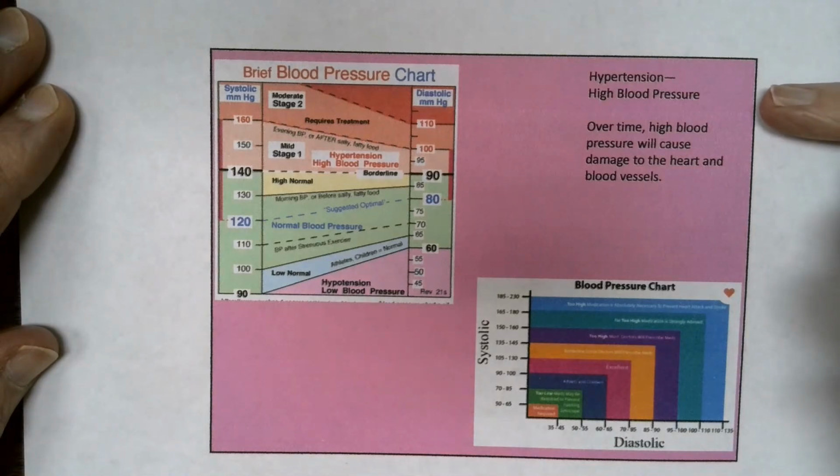If somebody has high blood pressure, that's where you might have heard the word hypertension. Over time, that high blood pressure is going to cause damage to the heart and to the blood vessels. It just stretches them more. I've got a video that hopefully we're going to be able to watch. It's going to highlight somebody who has high blood pressure and ends up having a heart attack.